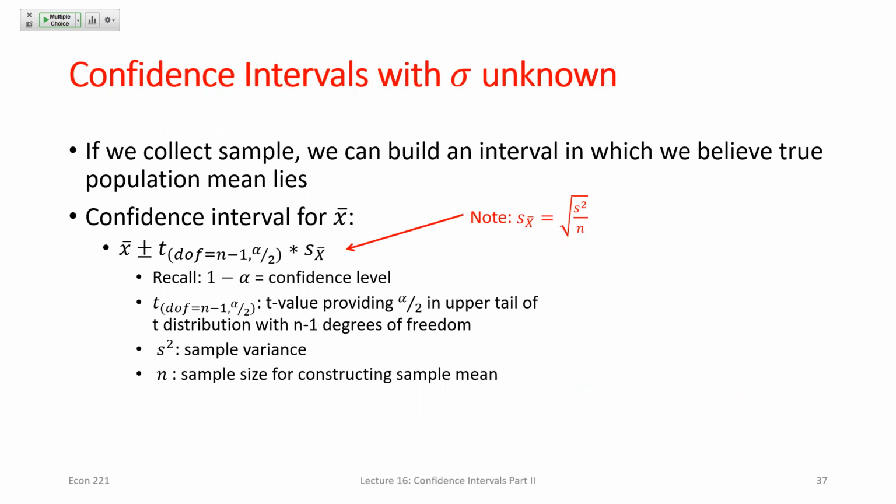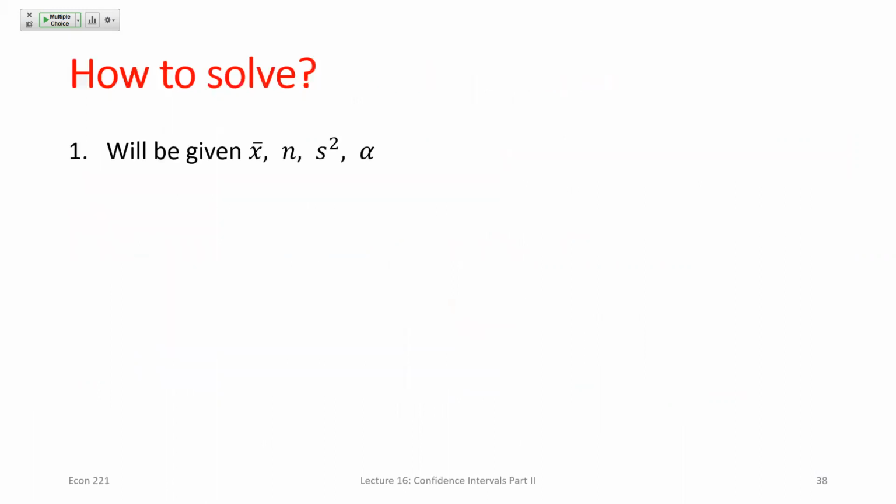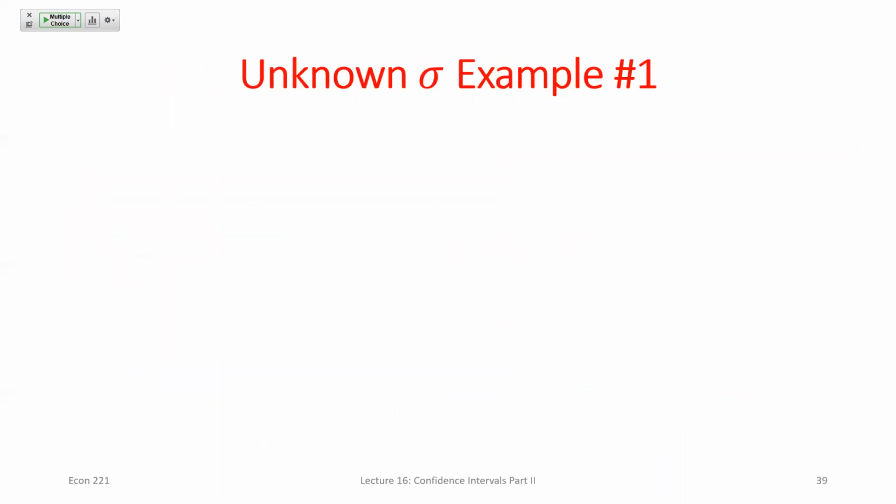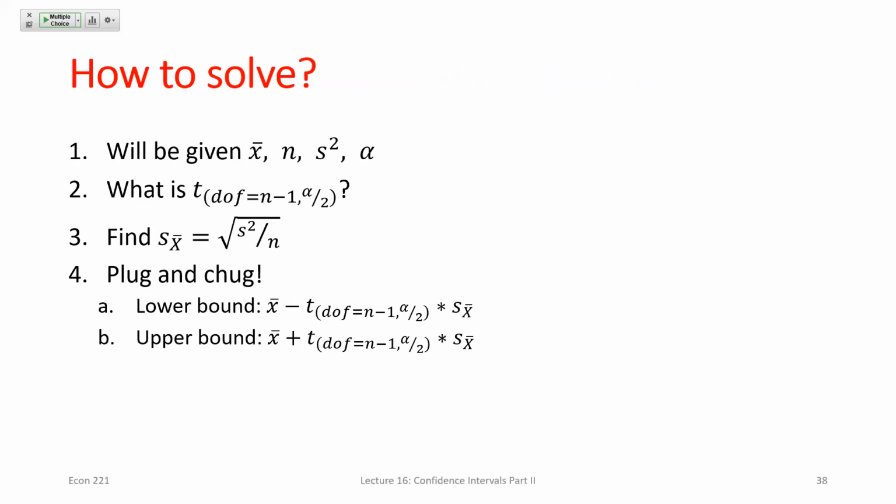Unless I'm looking at the notation, it won't look any different when I have the actual numbers plugged in. So, just like before, we basically have the exact same steps. Identify what the problem gives you, so your sample mean and sample size.